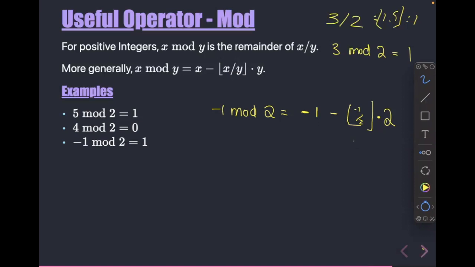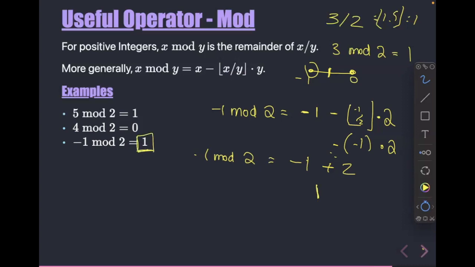So if you think about -1/2 on a number line, right? You have 0 and 1, -1. So -1/2 is right here. So if we're rounding down, we get -1. So we get -1 times 2. And then -1 times -1 is +1. And then we also have a 2 here, so we're actually adding 2. And I'm just going to bring down my -1. So -1 mod 2 equals -1 plus 2, which is 1. So that's how I get my 1 here as my answer.